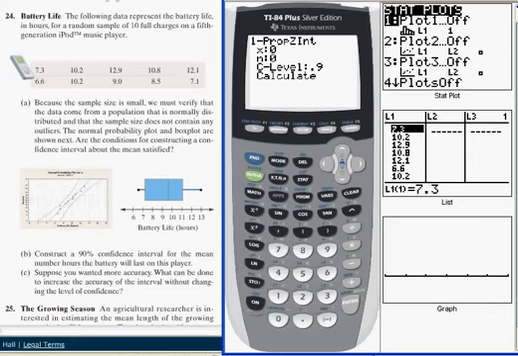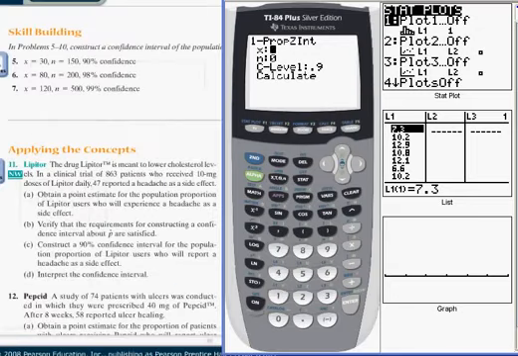Let me show you which problem we're going to use to demonstrate this function. Let's go to problem 11 on page 441 in section 9.3, and this is the question concerning Lipitor, and it says the drug Lipitor is meant to lower cholesterol levels. In a clinical trial of 863 patients who received a dose of Lipitor daily, 47 reported headache as a side effect, and we want to, in part C, construct a 90% confidence interval for the population proportion of Lipitor users who will report a headache based on this sample.